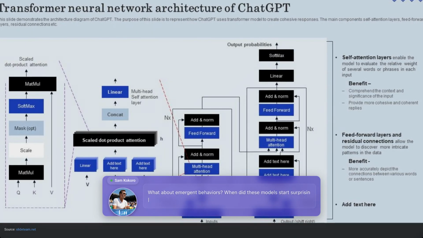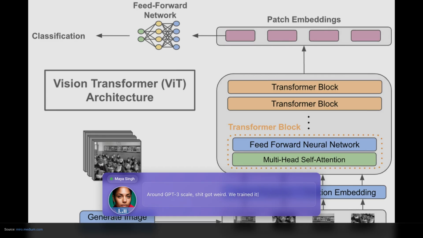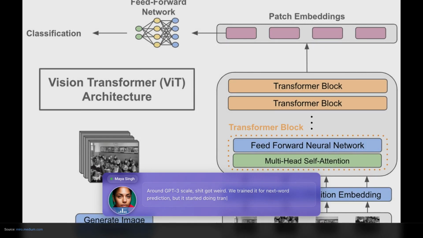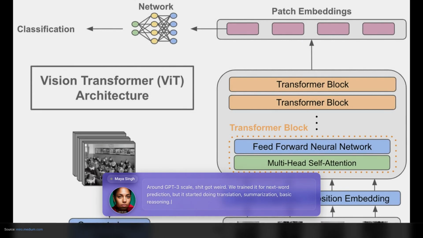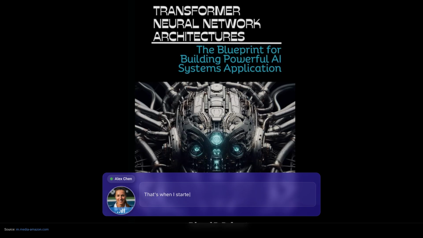What about emergent behaviors? When did these models start surprising their creators? Around GPT-3 scale, stuff got weird. We trained it for next word prediction, but it started doing translation, summarization, basic reasoning. Nobody programmed those capabilities, they just emerged from scale. That's when I started getting nervous.